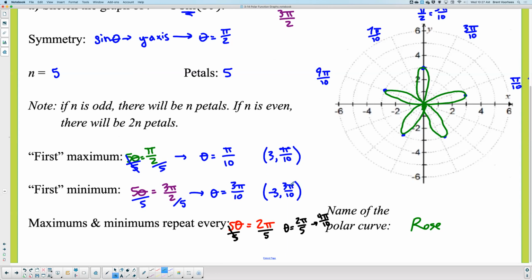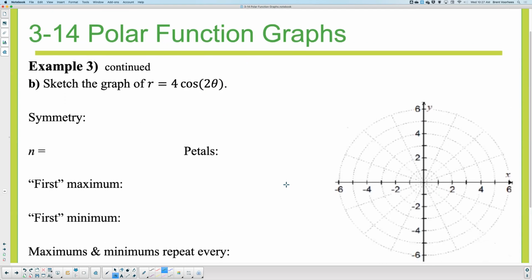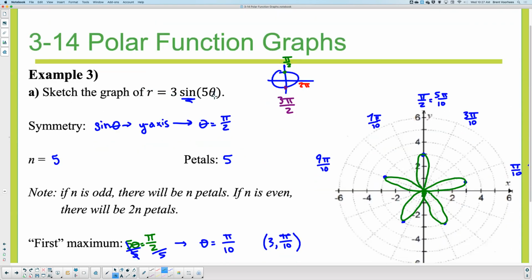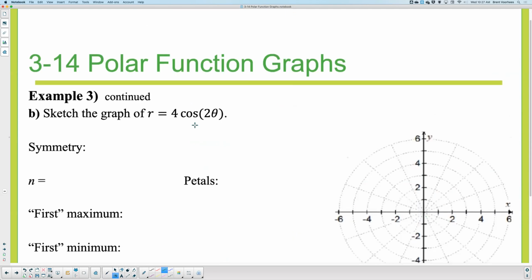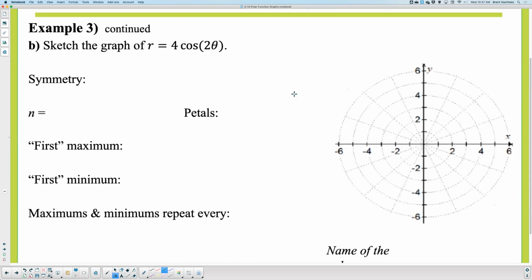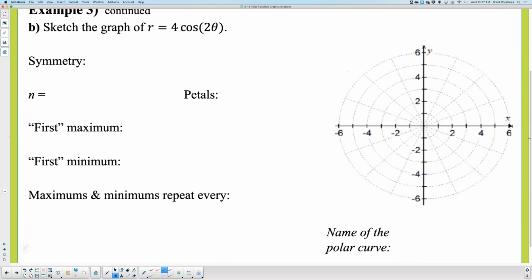Okay. So this is a rose. What makes it a rose, by the way? What in the equation made it a rose? The inside number there. If you have an inside number there, that makes it a rose. Okay, so on this one, go ahead just by equation. Is this a limacon? Is it a circle? Is it a rose? What is this? It's a rose. Let's go ahead and name it. This one's going to be a rose.